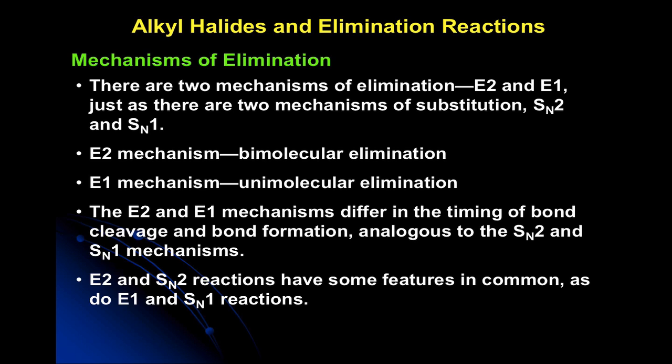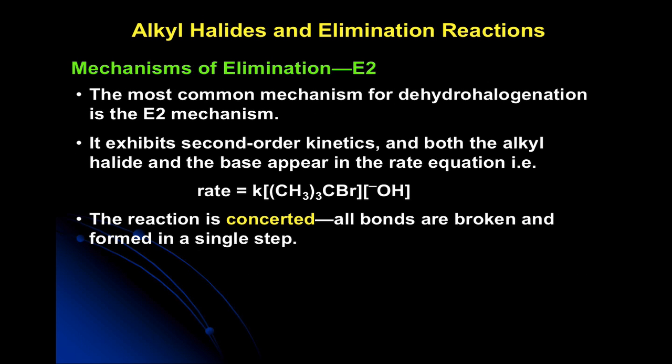Okay? So we know that E2 and E1 are going to differ by the timing of bond breaking and bond forming. Okay? And very analogous to SN2 and SN1 reactions. We've already talked about a lot of the similarities. The most common, or the most useful actually, is the E2 mechanism because it gives us cleanly alkene products. It does exhibit second order kinetics, so you would expect that the rate is going to be proportional to some rate constant times the concentration of the alkyl halide and the concentration of the base. Okay, in this case they're showing hydroxide, that's okay. The reaction is concerted, right? What do I mean by that? I know what it says up there, but what does it mean to say that it's concerted?